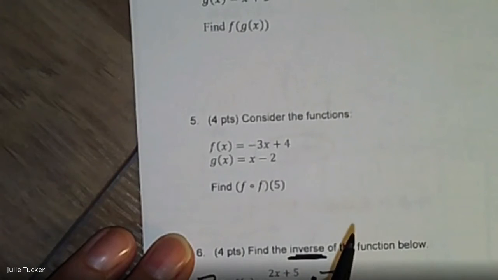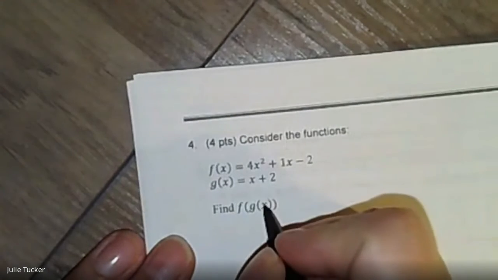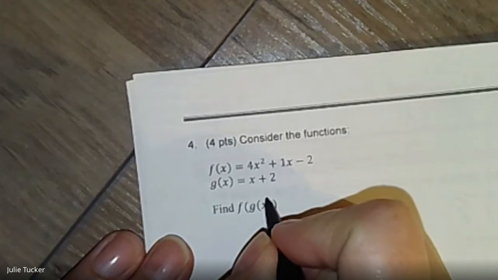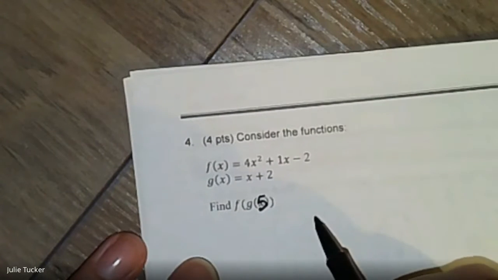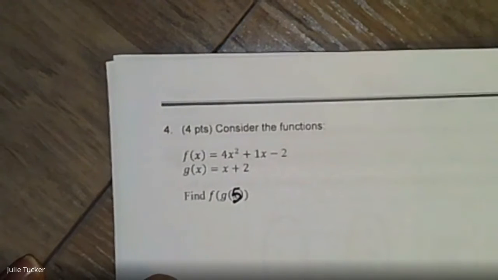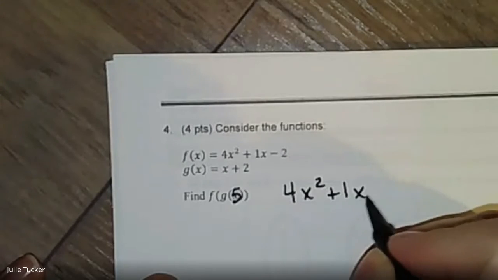Wait, hold on. I don't want to do that one. Sorry. I want to do this one, and I'm just going to put a number in here. So we're going to do f of g of 5, okay? 4x squared plus 1x minus 2. What do you want me to do?